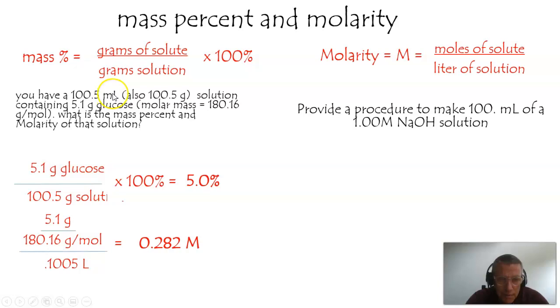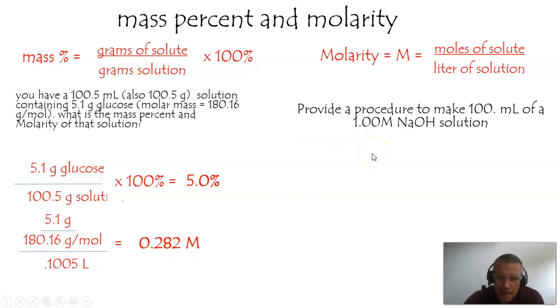You have 100.5 mLs. And maybe if you're in the healthcare world, you know that you need a whole 1,000 mLs to have a liter. And so you only have 0.1005 liters. That's a tenth of a liter. Take that and make it 1,000 times smaller, 3 decimal places. So that's a 0.282 molar solution, and that's pretty dilute.